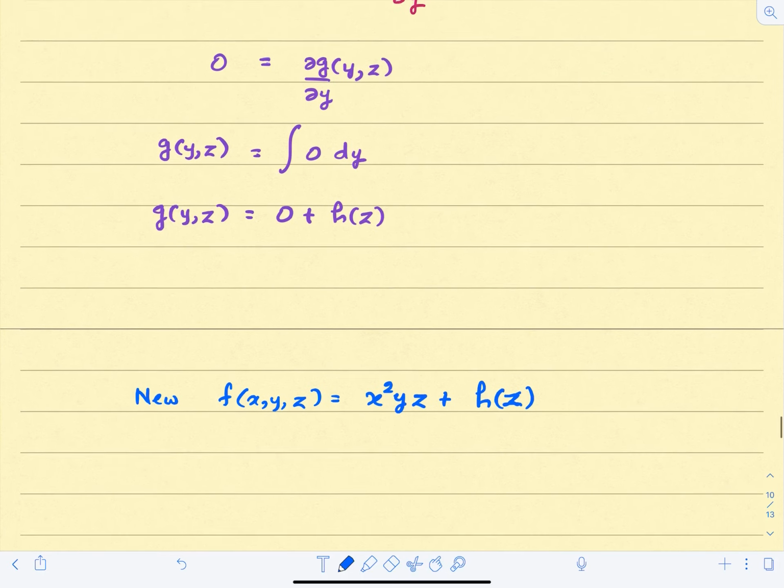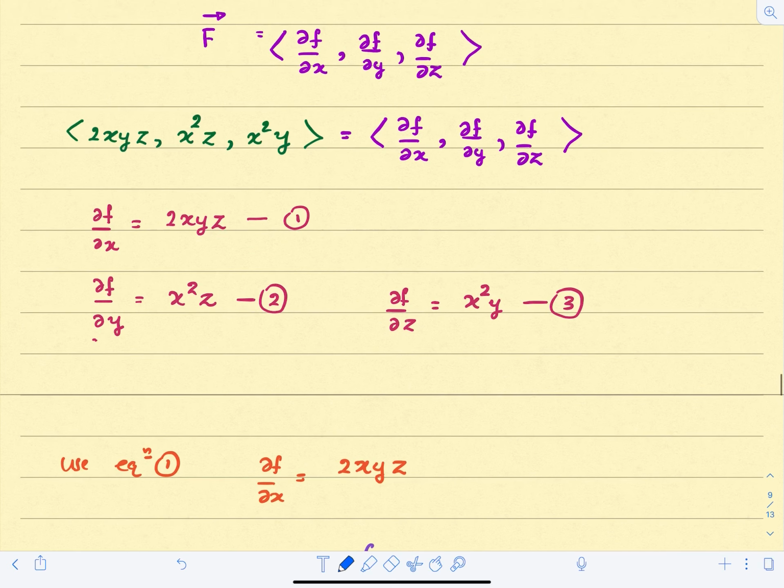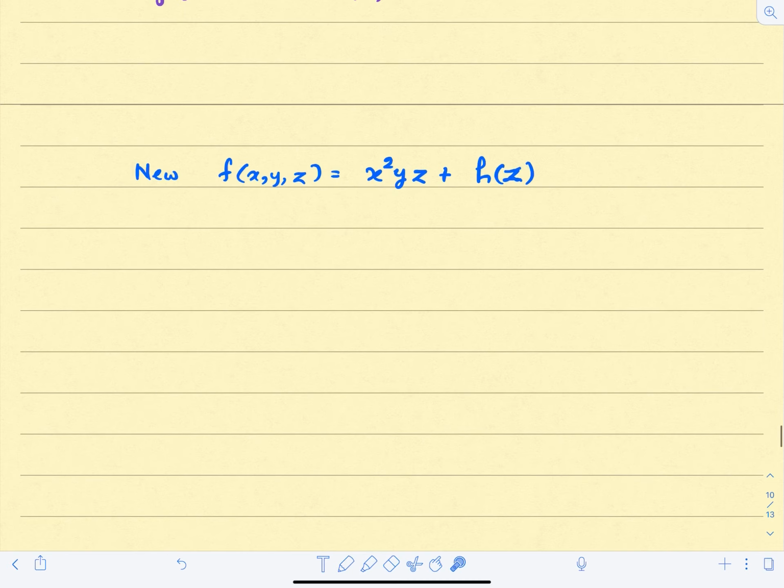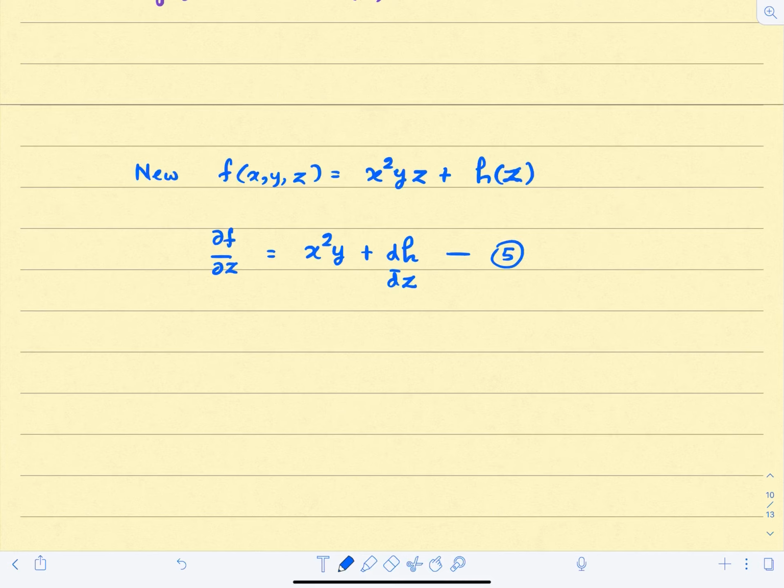Okay, now let's see. We have used equation 1 and equation 2. So next we want to use this third equation. To use this information, we need an expression for partial f over partial c. So using this equation, let's construct an expression for partial f over partial c. You will get x squared y plus, let's say, dh over dc. This is my equation number 5.